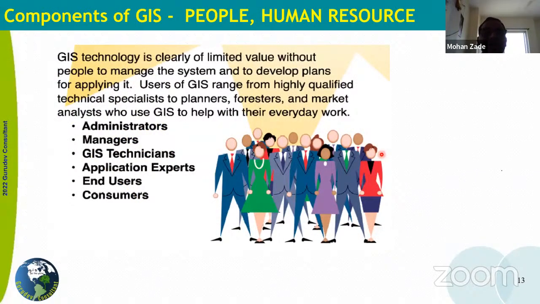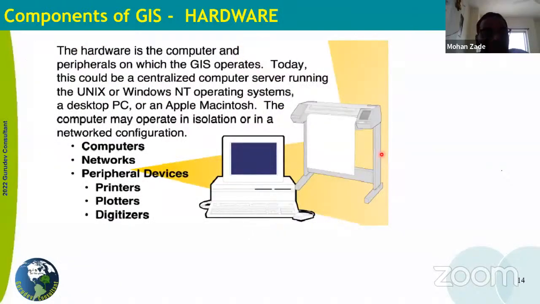And the next one is the people, that is human resource. Once you have all those things, this system can do anything, but it needs people. So what are the different kinds of people that this GIS industry generally uses? The first is administrator, manager, GIS technicians, application experts, end users, and consumers. So these are the users of the systems. And the last one is the hardware.